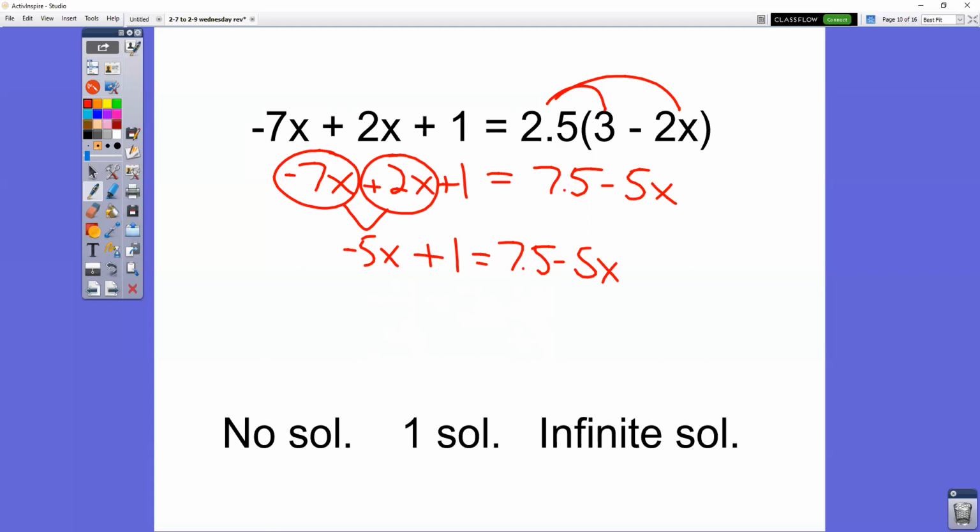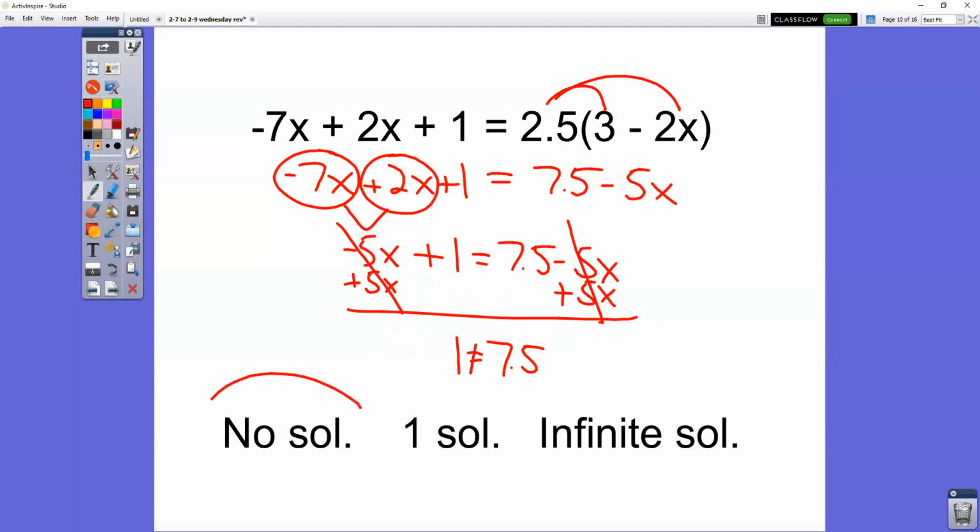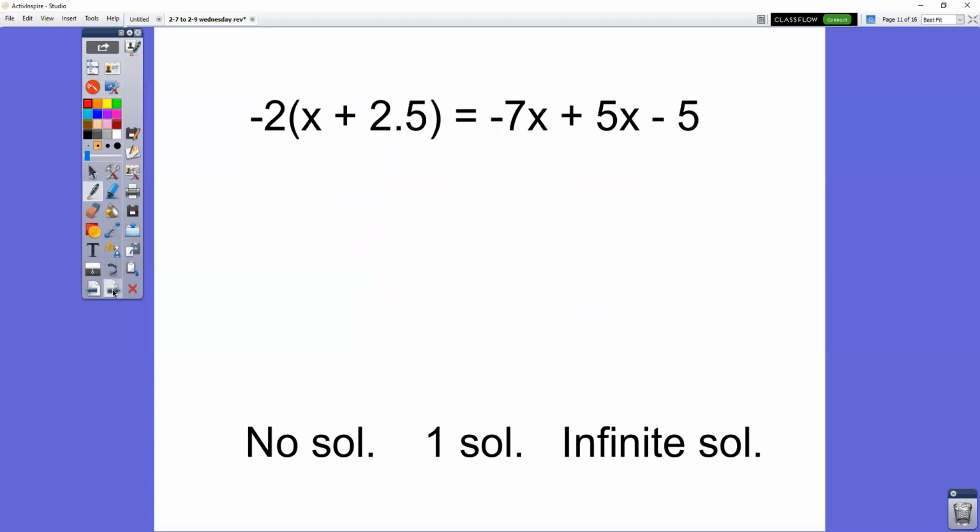Now I have letters on both sides of the equal sign. I'm going to get rid of this negative 5x by doing plus 5x and plus 5x. Goodbye, goodbye. All that we have left is 1 equals 7.5. Well, does 1 equal 7.5? No, it does not. So therefore, it is no solution. All of our letters canceled out, all of our letters disappeared, and we are left with two different numbers on the two sides of the equal sign. So that is no solution. This is an unsolvable equation. Go ahead and try this one, please.